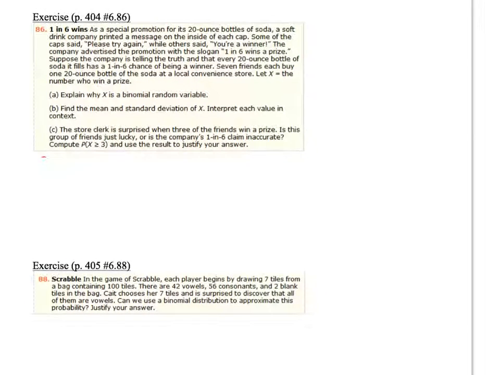Seven friends go buy the 20-ounce bottle of soda at a local convenience store. Let X be the number who win a prize. In part A, we have to explain why X is binomial. To answer part A, we're going to write out BINS. B for binomial. Condition number 1, 2 outcomes: win or lose.